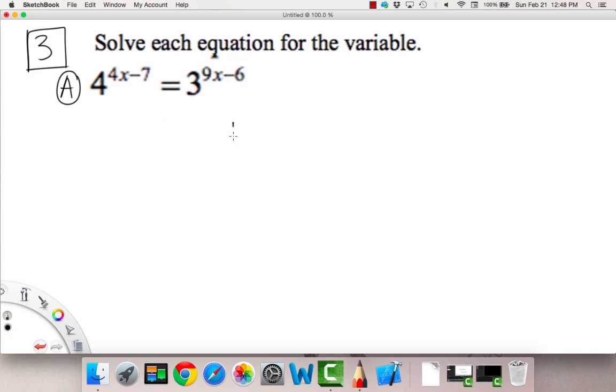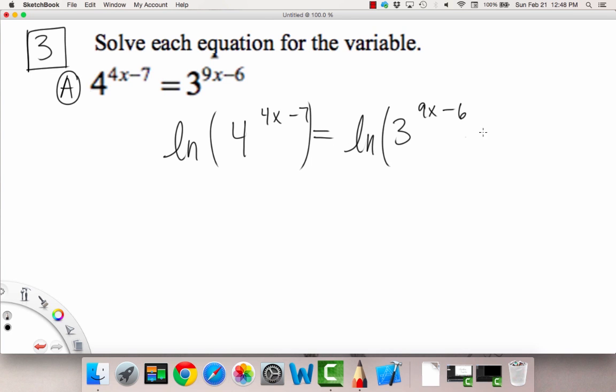So if we ln both sides, so let me write out what we have here, is equal to 3 to the 9x minus 6. So if we ln both sides, we're just going to write ln on both sides to keep that equality there. Then what we can do is take each of these exponents, use the exponential property of logs, and move it down in front on each of the sides, okay?